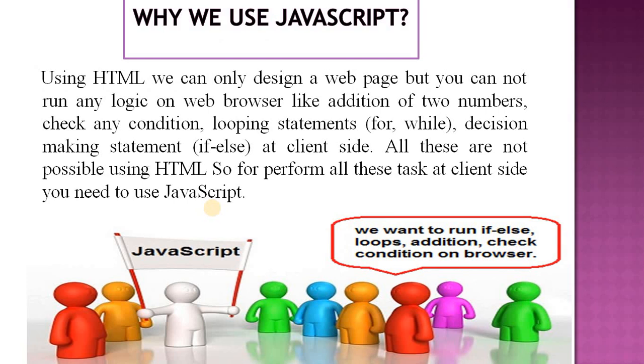Next, why do we use JavaScript? Using HTML, we can only design a web page, but we cannot run any logic in a web browser, like addition of two numbers, checking any condition, looping statements, or decision making statements at the client side. Only web page design is possible using HTML, but using JavaScript we can add two numbers, check any condition, and use looping and decision making statements at the client side. All these are not possible using HTML. So to perform all these tasks at the client side, we need to use JavaScript.